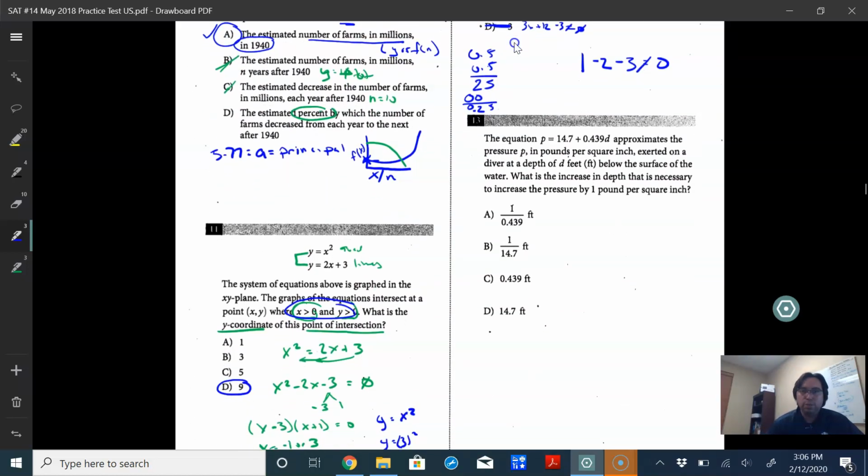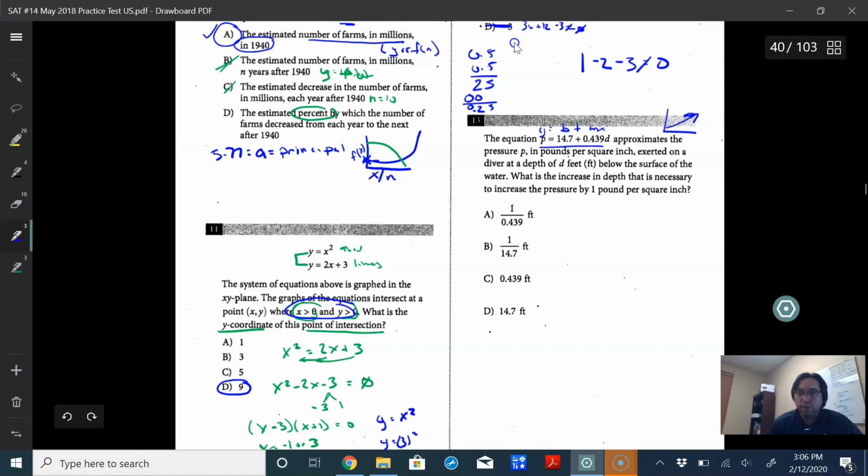Okay, so let's look at number 13 here. Number 13, which we see is we have these answer choices, and we see that we have this equation here. All right. So let's read this. It says the equation P, and so if you need to, you can write in Y here, same thing as P, equals 14.7, there's my constant, so B, plus 0.439D, so that's mx. So what we see here is we have a linear equation that's increasing of things.